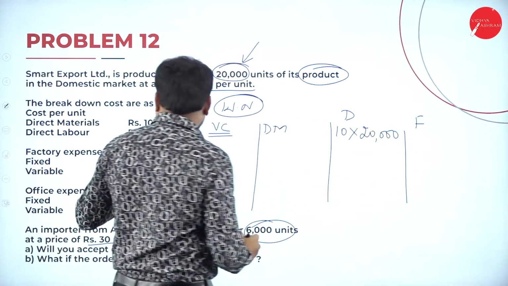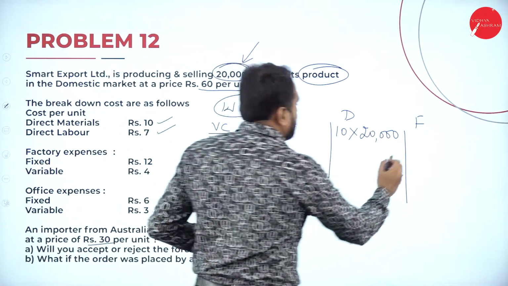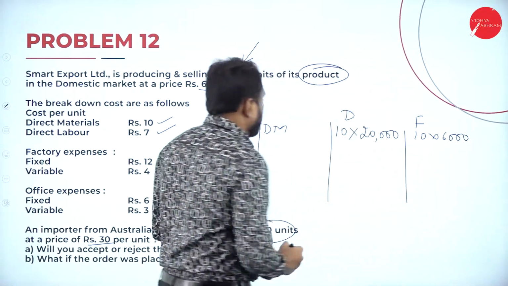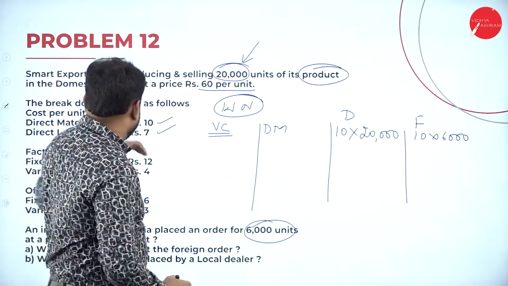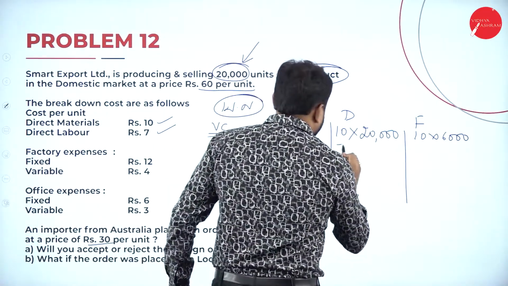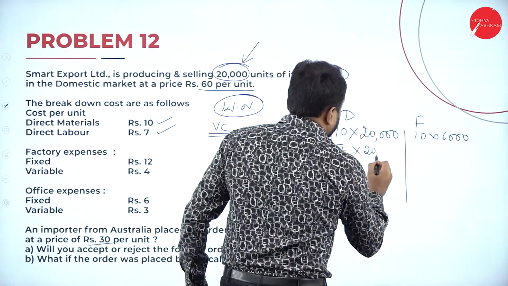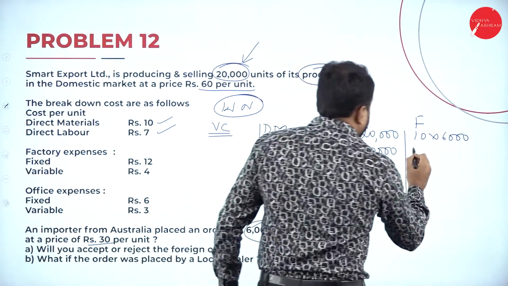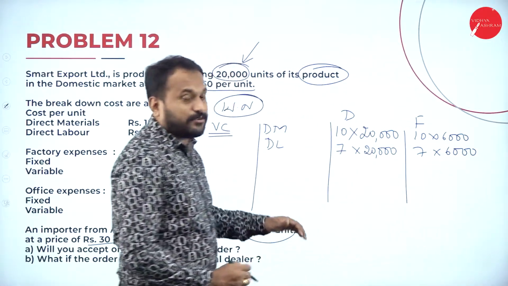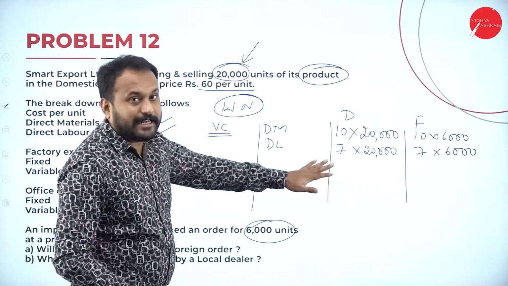20,000. Foreign is what? Again 10 into 6,000. So this is what the direct material is. Next is direct labor. How much? Direct labor is 7. 7 into 20,000. Here 7 into 6,000. So this is what my direct material and direct labor is.